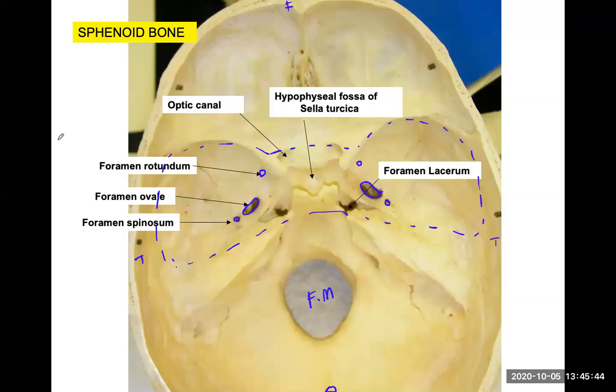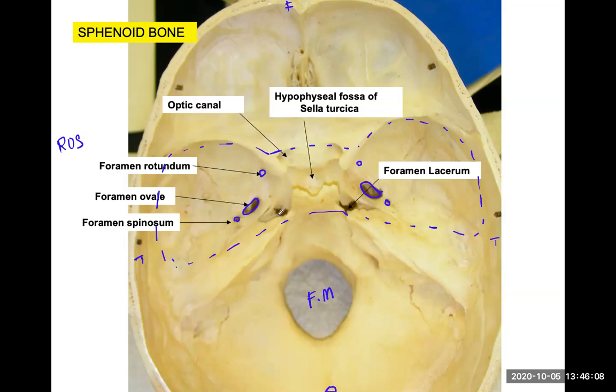I tell my students to remember ROS, a rose without the E. So rotundum, ovale, spinosum. Another way for you to remember this is that the ovale one looks like an oval shape, right? So that's an easy way. If it's on the top, it's rotundum. If it's below it, it's spinosum.